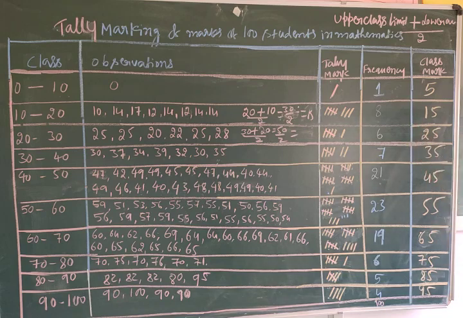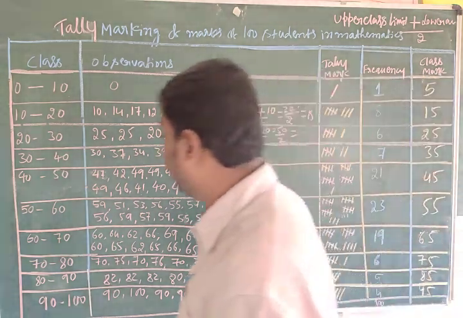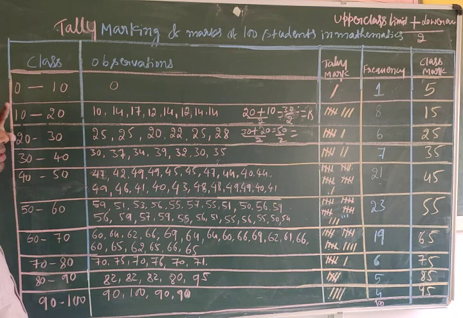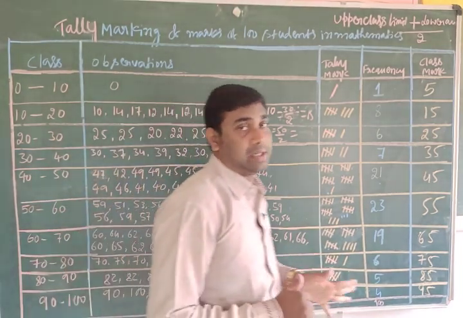So first one is class 0 to 10, 10 to 20, 20 to 30, 30 to 40, 40 to 50, 50 to 60, 60 to 70, 70 to 80, 80 to 90, 90 to 100. Don't forget in this exclusive method we are not calculating the upper class limit. That means we are excluding the upper class limit.